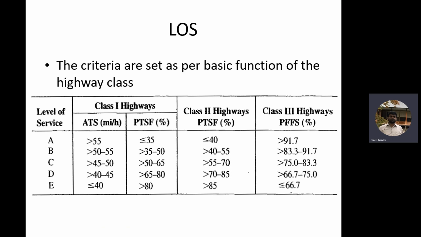So for class 1, you need to calculate 2 things: ATS and PTSF. ATS, average travel speed; PTSF, percentage time spent following. This is what we will do with an example. For class 1 highway, the level of service depends upon 2 parameters. For class 2, it only depends upon percentage time spent following. For class 3, it depends upon percentage free flow speed, PFFS. If I give you class 3 highway, you just calculate this thing, and then you can have the level of service. If I give you class 2 highway, calculate this thing, and you have the level of service. If you have class 1 highway, then you calculate this, and then you have the level of service.